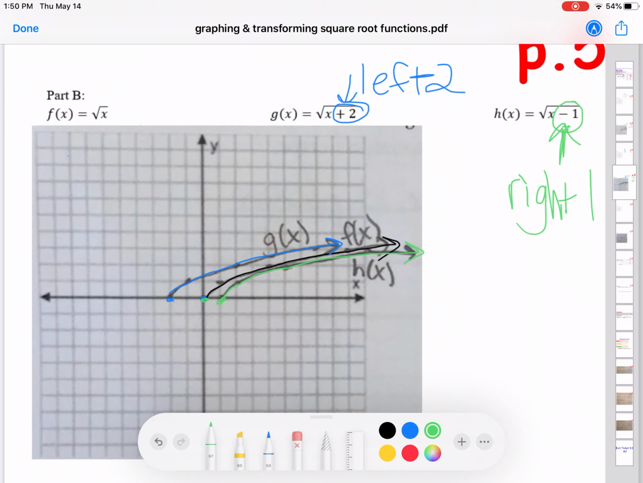So again, just as with our other parent functions, if you add an h value on the inside, that moves the graph to the left. If you subtract a value on the inside, that moves our graph to the right.